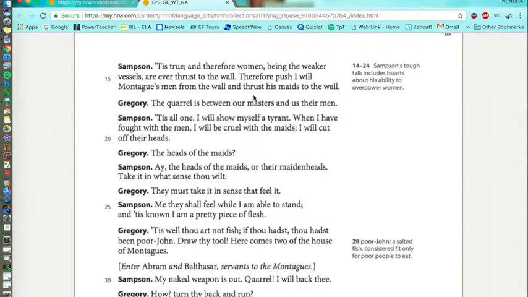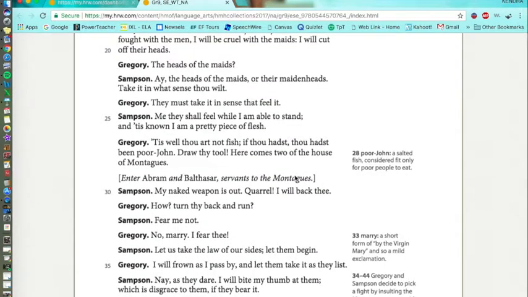Vocab word. Gregory says, "The quarrel is between our masters and us their men." Samson: "'Tis all one. I will show myself a tyrant. When I have fought with the men, I will be cruel with the maids. I will cut off their heads." Gregory: "The heads of the maids?" Samson: "Ay, the heads of the maids, or their maidenheads. Take it in what sense thou wilt." Gregory: "They must take it in sense that feel it." Samson: "Me they shall feel while I am able to stand. And 'tis known I am a pretty piece of flesh."